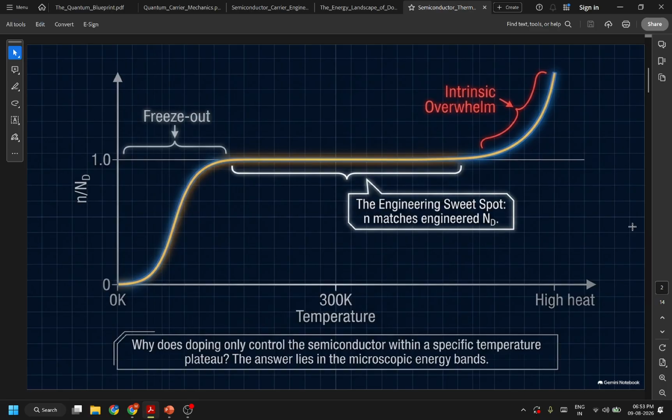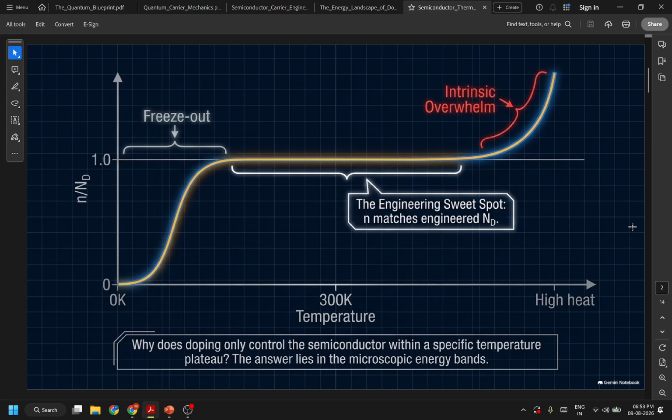So this is the engineering sweet spot where n matches engineered Nd. Nd is what you engineered by doping, and n is what you have as free carrier concentration. Near the center, it is around constant, but as you decrease the temperature, n decreases a lot. This is called freeze out, where there is not enough thermal energy to thermally excite the electrons, and as you increase the temperature a lot, n increases exponentially.